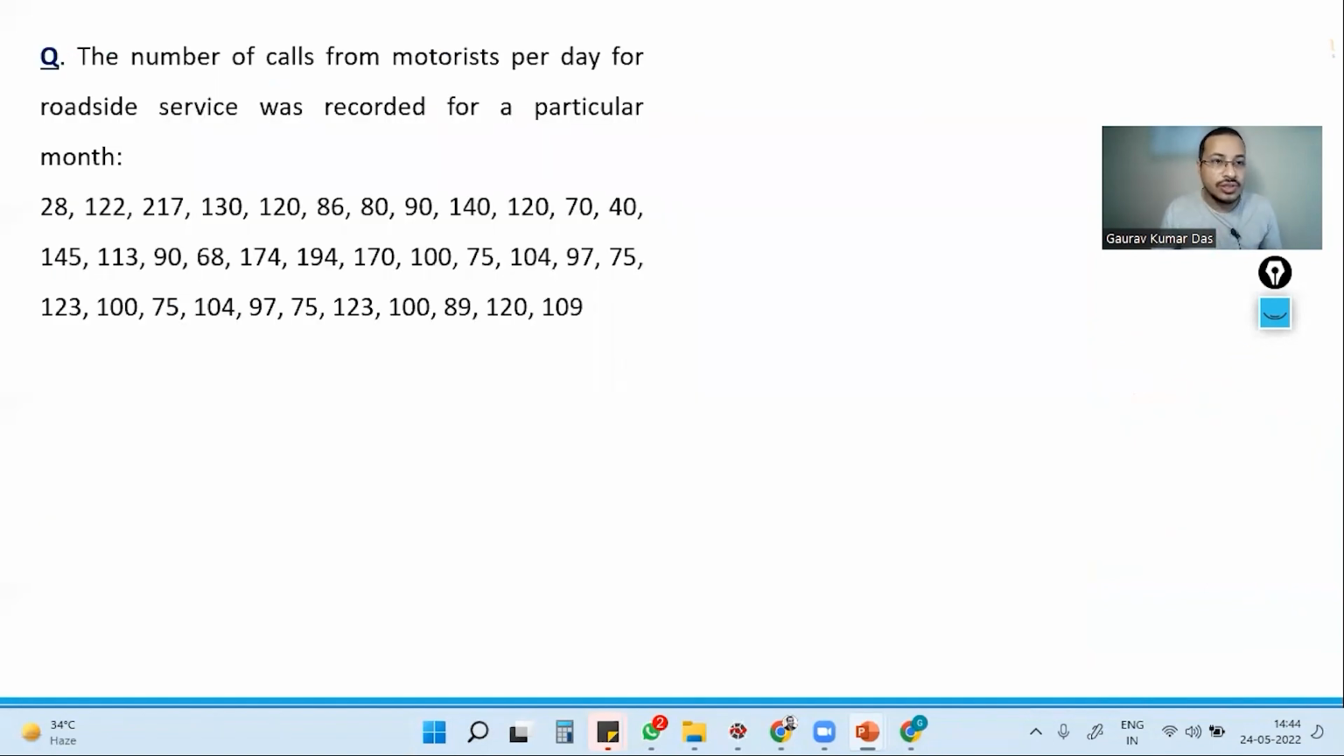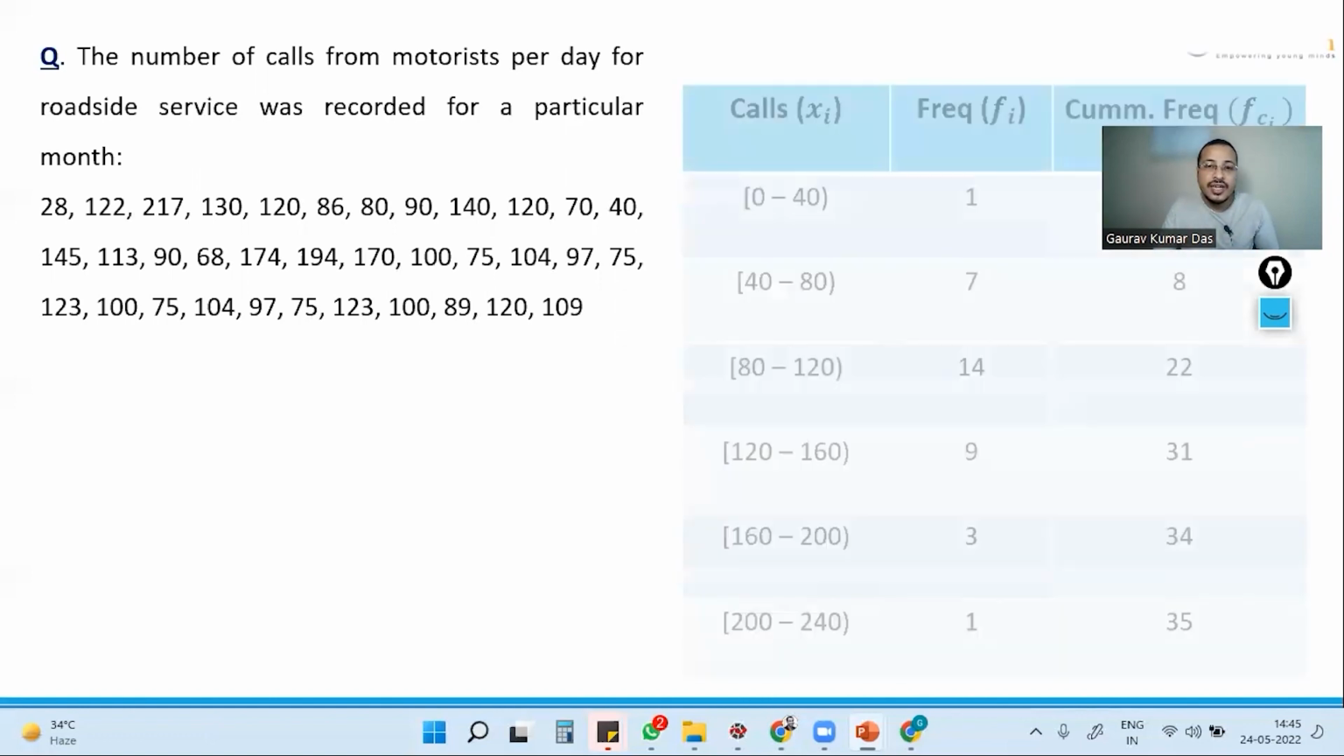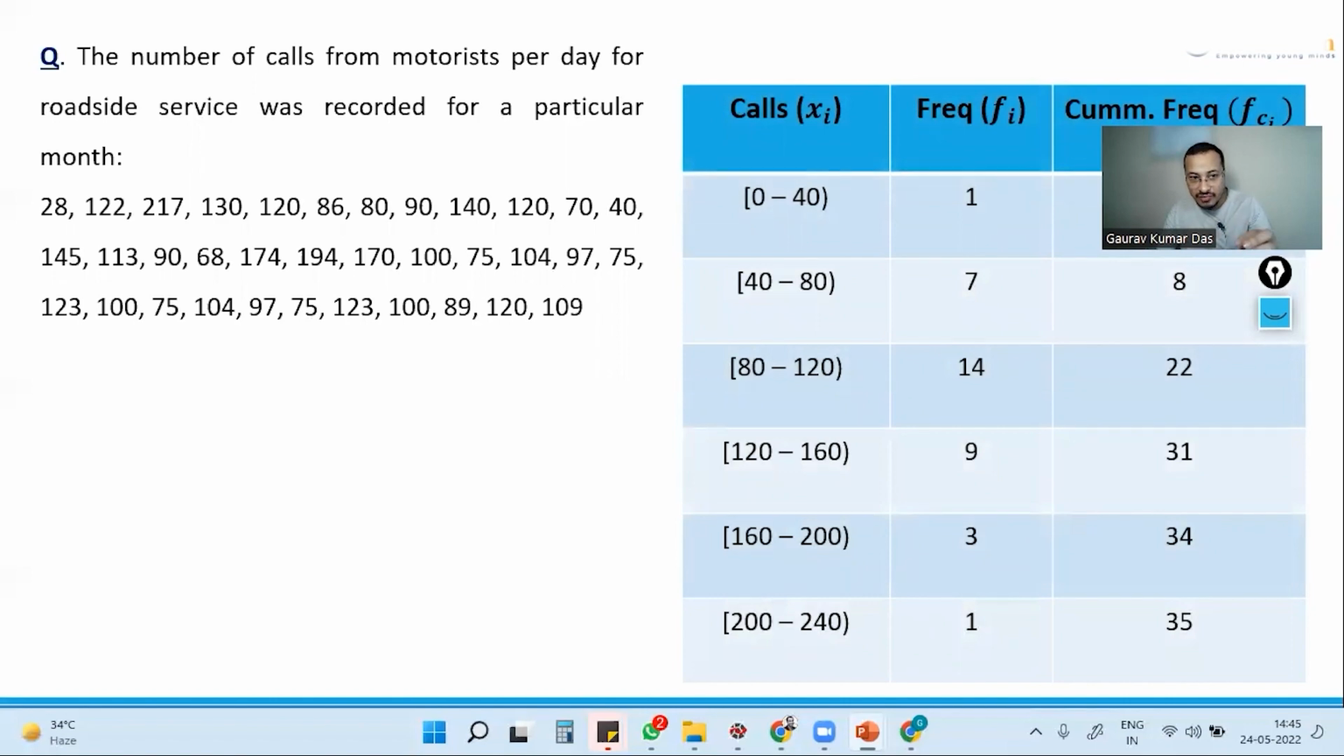The number of calls from motorists per day for roadside service recorded for a particular month. So how many calls have been recorded every single day by passengers traveling on a roadside, right? These are help calls basically, 28, 122, 117, whatever it is. Now, if I want to find out the frequencies of such data points, instead of finding out the unique values, because here if you look at number of calls, it is a bit difficult to interpret unique values. Each of these data points may be unique because data seems to be continuous here, guys.